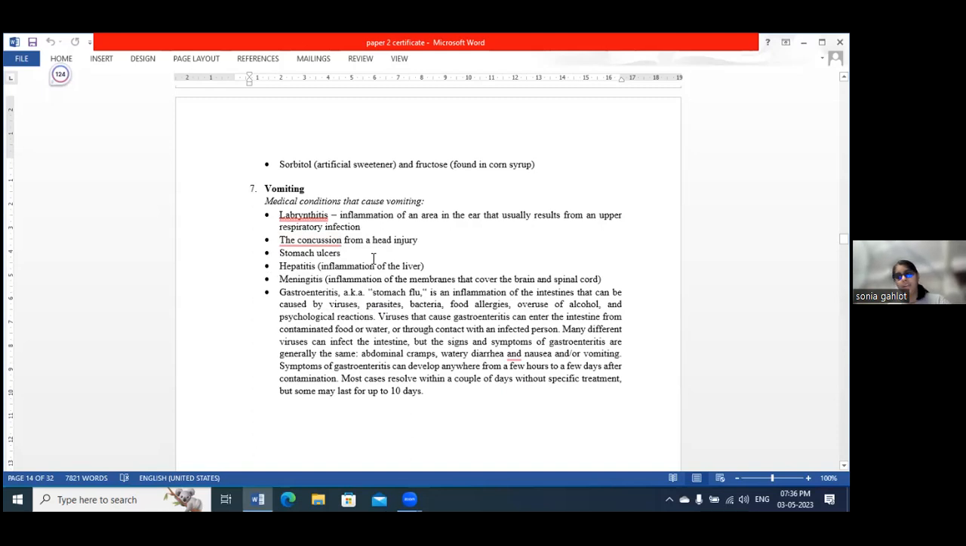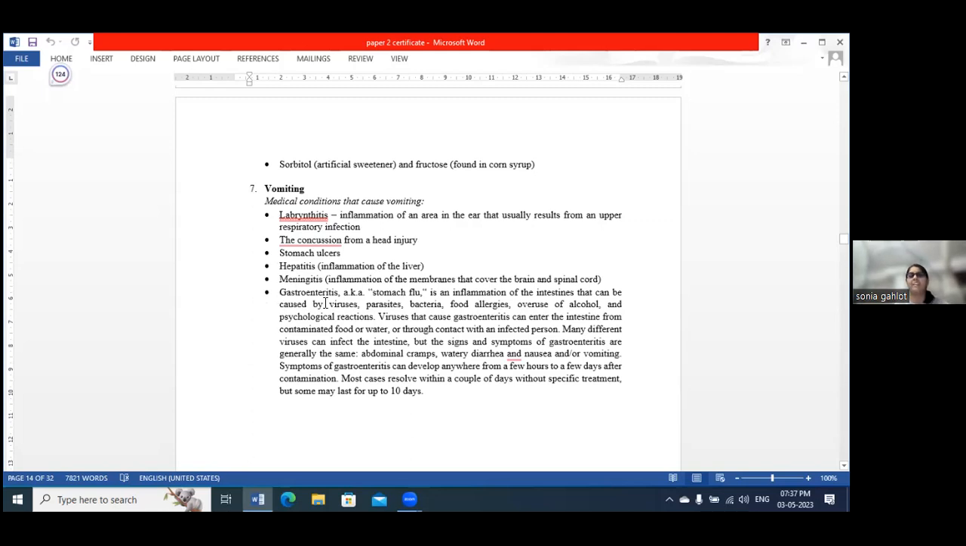Head injury is yet another cause. Then there is stomach ulcer. Then hepatitis. Hepatitis is an inflammation of the liver. That can be hepatitis A, hepatitis B, hepatitis C, D and E. Plenty of hepatitis. Then there is stomach flu.